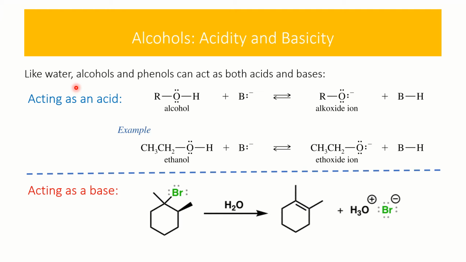Herein we have the alcohol act as an acid to generate an alkoxide. So in the case of ethanol, we deprotonate to form the ethoxide. And herein it acts as a base. We can see there's a proton right here on this carbon that's been deprotonated by water acting as a base to give you an alkene in this case.